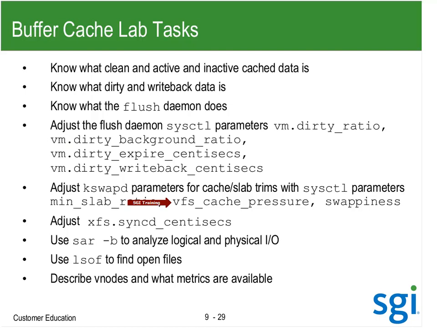And then swappiness controls the balance between trimming the cache and the processes swapping. So a high swappiness is going to protect the cache and cause processes to swap. A low swappiness will protect the processes and be aggressive about trimming the cache.